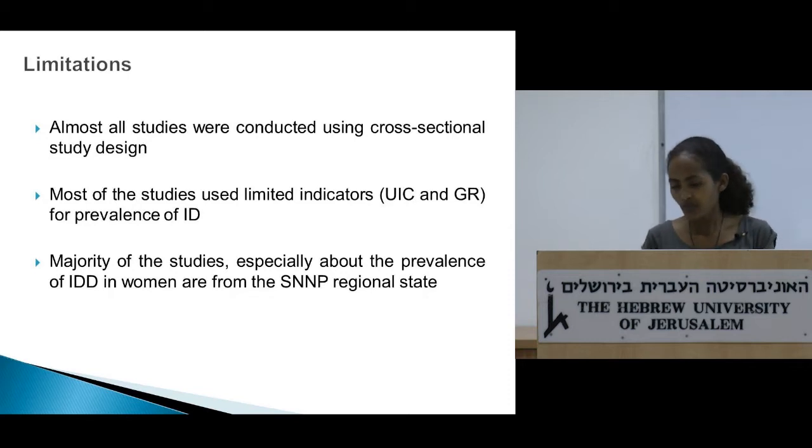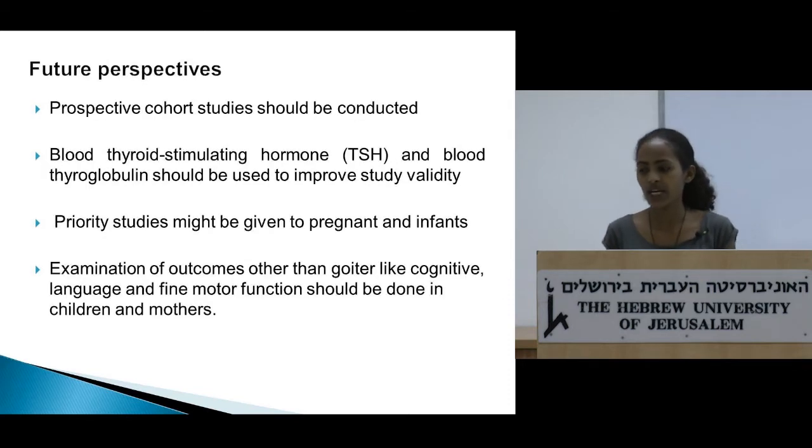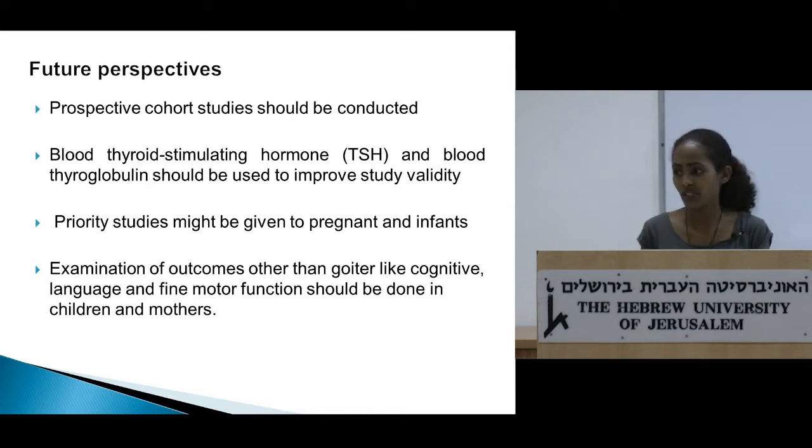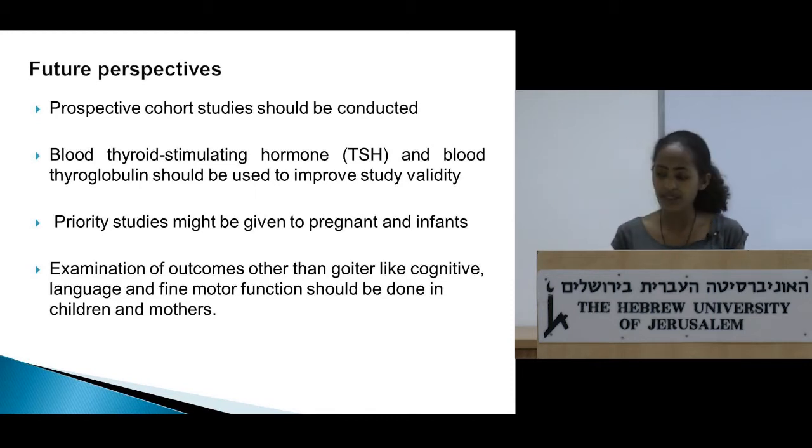And points that I would like to recommend for the future are: prospective cohort studies should be conducted to get an accurate association for the prevalence of iodine deficiency in the country, and to reduce other confounders and bias. In addition to the urinary iodine concentration and goiter rates, thyroid stimulating hormone and blood thyroglobulin should be used to improve study validity. Priority must be given to studies on pregnant women and infants. Since this is the most critical stage, more emphasis must be given to those target groups.